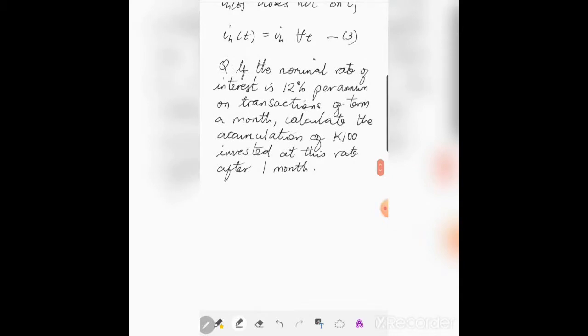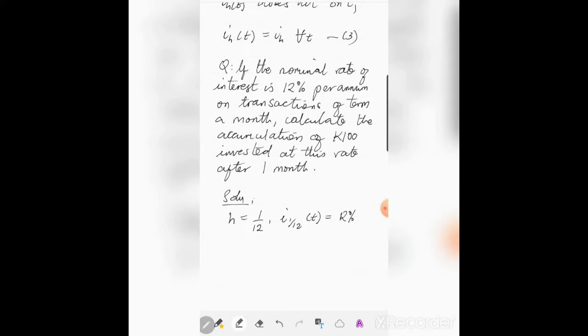So here, what are we supposed to do? We have h, which is equal to 1 over 12, and we also have i, 1 over 12. t is equal to 12%. And this 12% is what? Per annum. That's what the question is saying.